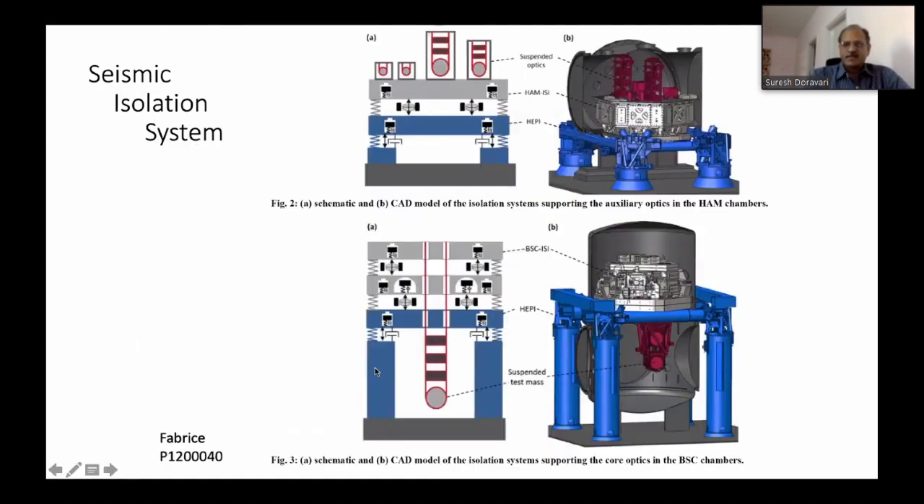Similarly, we have the seismic isolation system, which is once again a kind of spring-mass system in which there are multiple stacks. It works pretty similarly to what the suspensions do in principle. But functionally, it is a kind of pre-isolator before the suspensions. The suspensions are actually suspended from a seismically isolated platform, which is already very quiet.